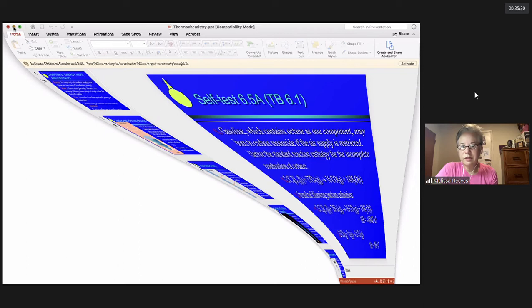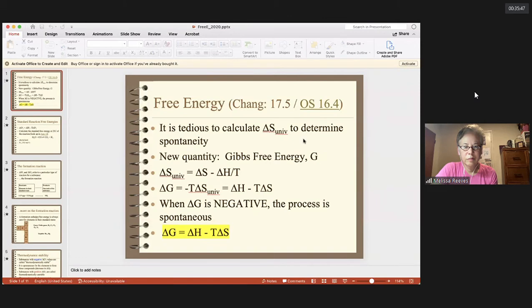So delta S of the universe being positive gives you a spontaneous reaction. And that's a combination of change of S of the system and change of S of the surroundings, which we know is minus delta H over T.